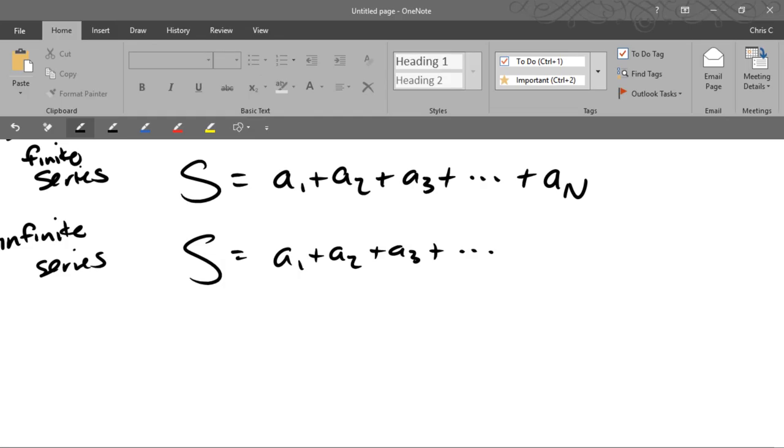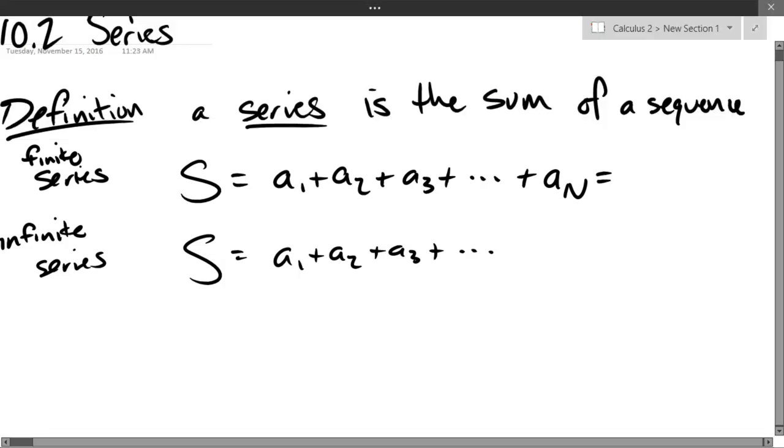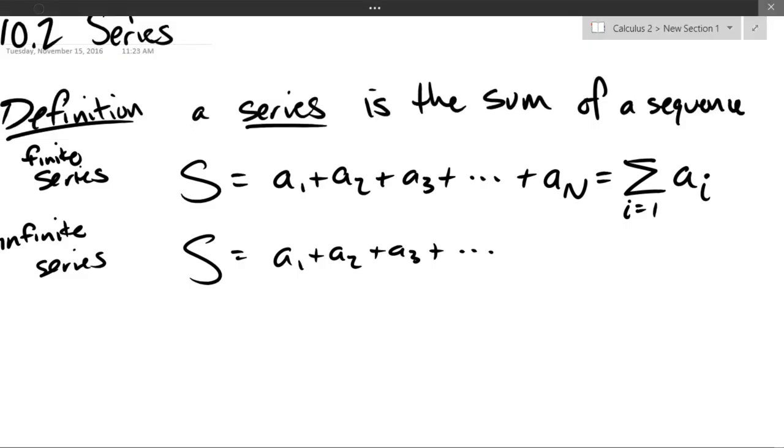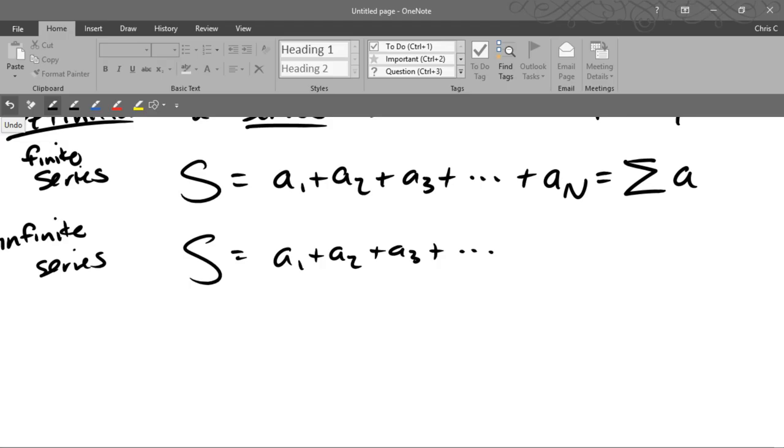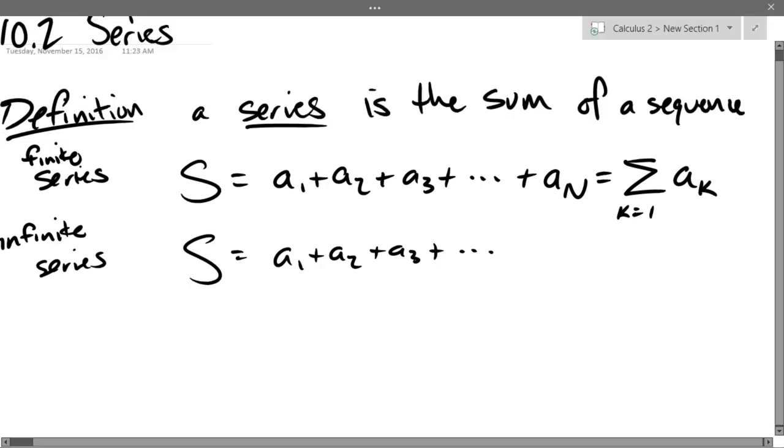We need to start using summation notation. That is going to look like a capital sigma. I think your book uses k's, so let's use k's: summation of a_k, k equals 1 to big N. And the second one is summation k equals 1 to infinity of a_k. All that summation means is add up, starting at 1 or whatever number you've written at the bottom, and go up to either whatever number's at the top or infinity. So that is what summation notation looks like.